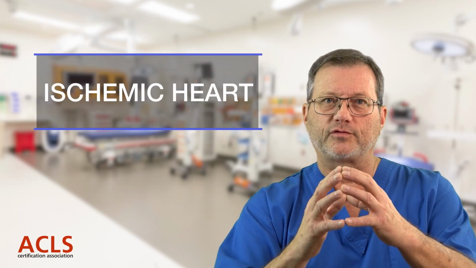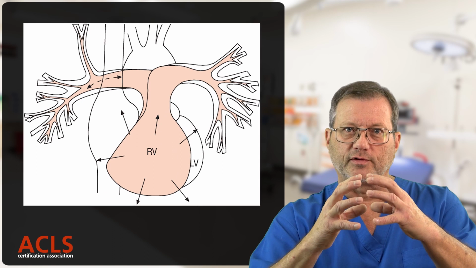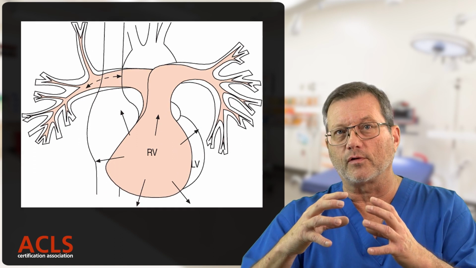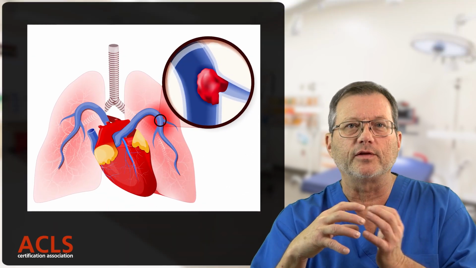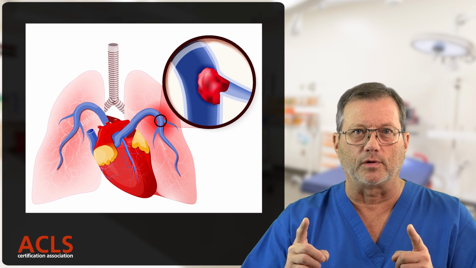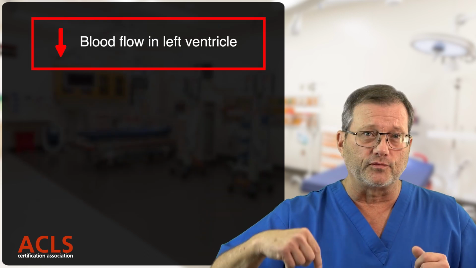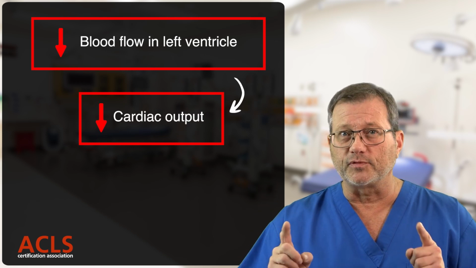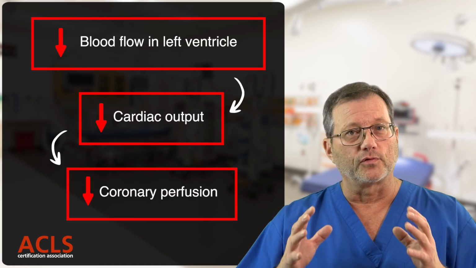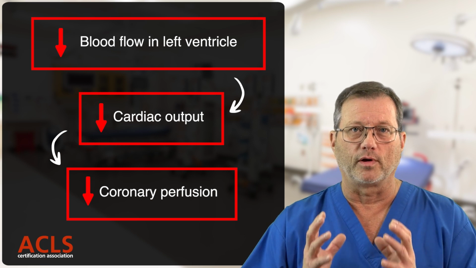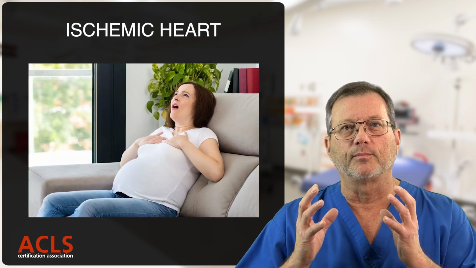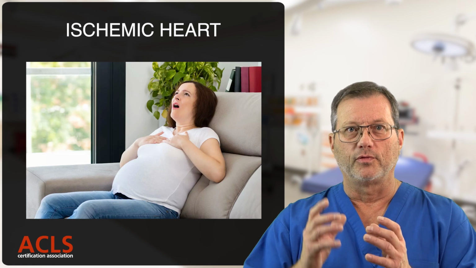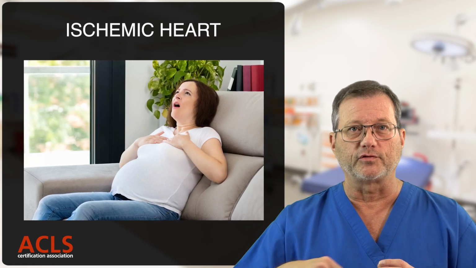Furthermore, as the right ventricle increases in size, it begins to push over on the ventricular septum and begins to impinge on the left ventricle. This reduces blood flow into the left ventricle, reduces cardiac output, and subsequent coronary perfusion, so the heart is becoming more and more ischemic. This is an obstructive problem. The pulmonary embolism is causing an obstructive heart failure.